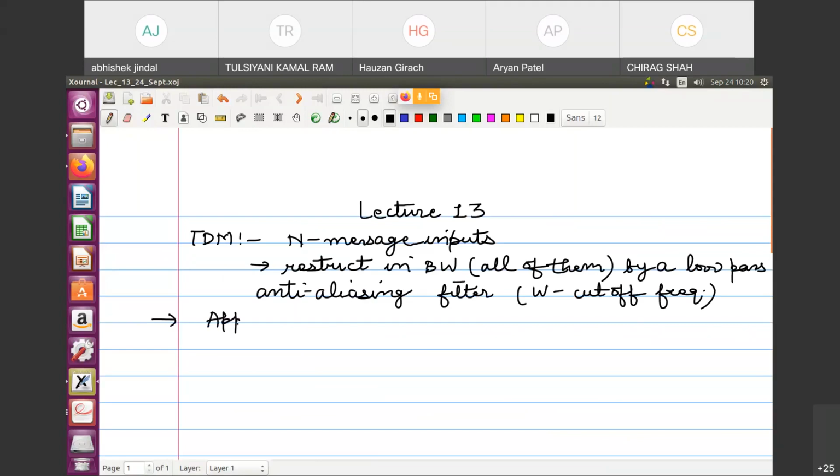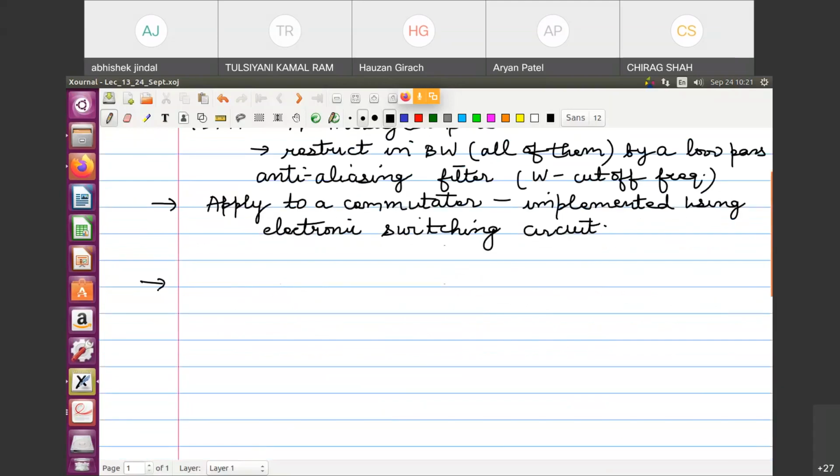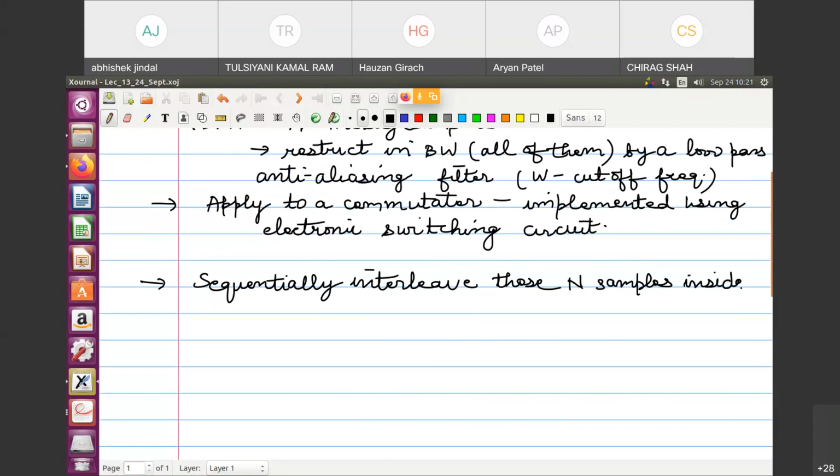Now we introduce a new device. We have to apply it to a commutator. What is the purpose of this commutator? We will see. This is usually implemented using an electronic switching circuit. Now what it will do is sequentially interleave these n samples inside the sampling interval. It is important to understand that we have kept the sampling interval as T_S, which is determined by this W.